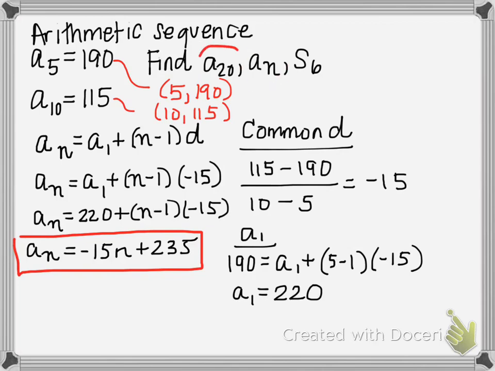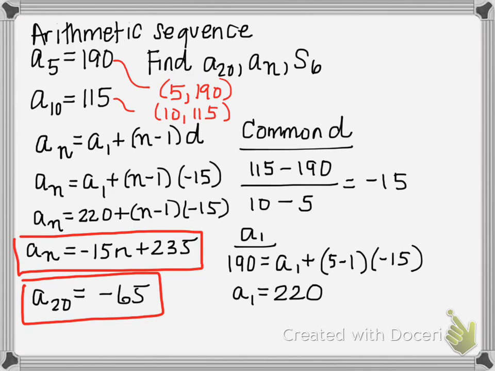Now let's go ahead and look at a sub 20, which is really just an easy substitution since we already have a sub n. So just plug in a 20, n is 20, down in the bottom left there, plug in a 20 for n. So that is negative 15 times 20 plus 235, which is negative 65. And we've got a sub 20.